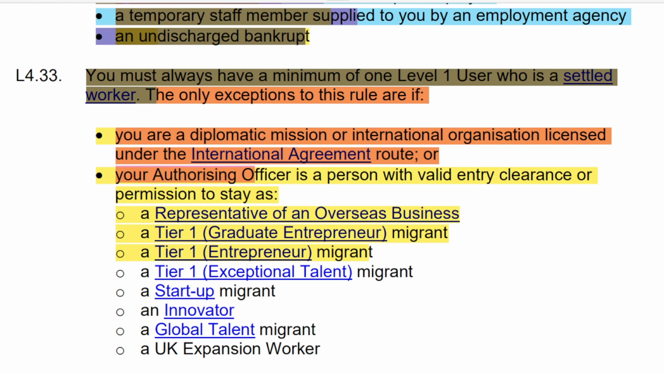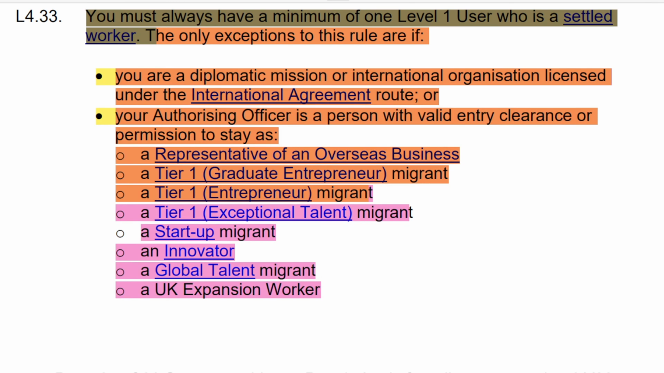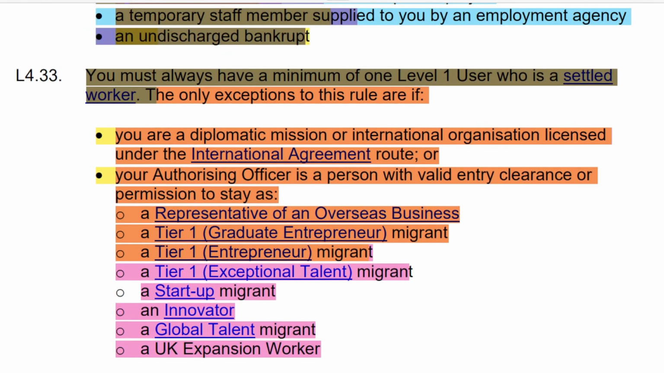Your authorizing officer is a person with valid entry clearance or permission to stay as a representative of an overseas business, tier 1 graduate migrant, tier 1 entrepreneur migrant, tier 1 exceptional talent migrant, startup migrant, innovator, a global talent migrant, or a UK expansion worker visa. So these are the only exceptions you have.